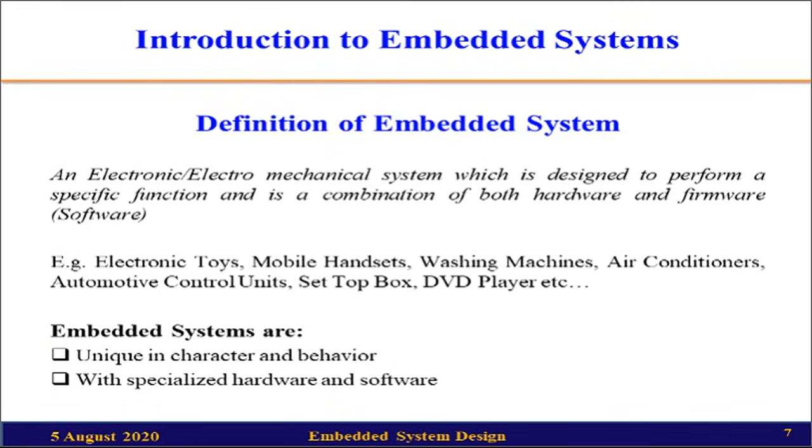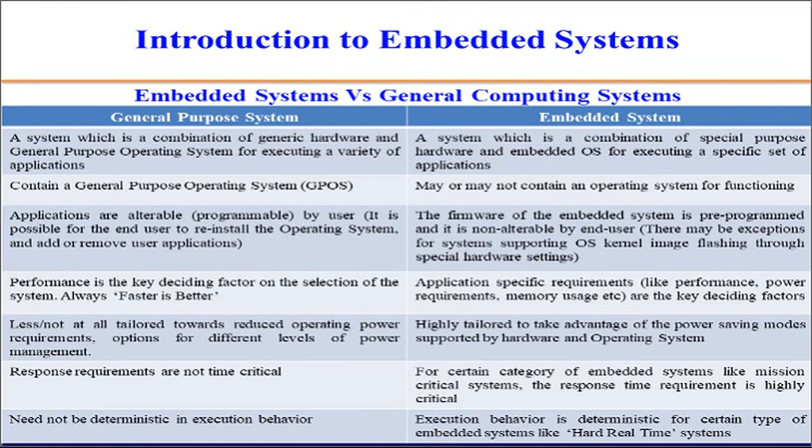So that is the definition of an embedded system. And the second topic which we have is embedded systems versus general computing systems. General computing systems are the ones which will perform a variety of tasks. But coming to embedded systems, they are specific in doing only some functions. So first we'll see the first difference.